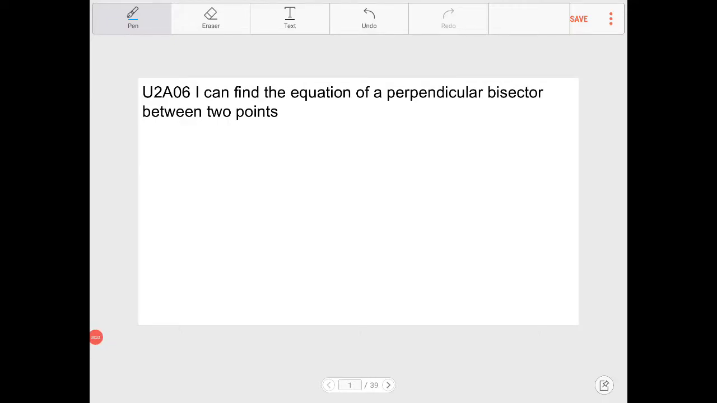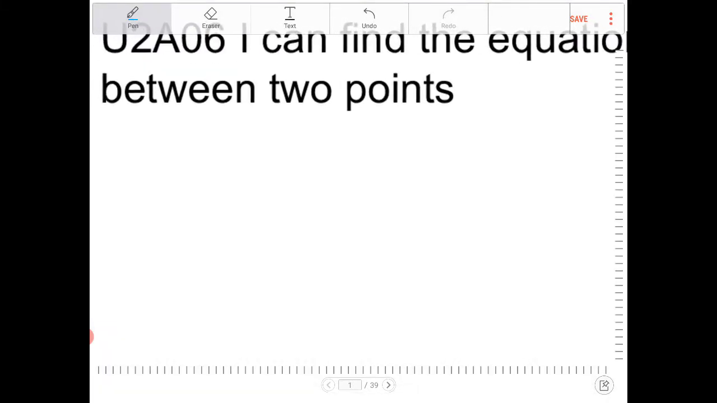By the end of the lesson, you should be able to say I can find the equation of a perpendicular bisector between 2 points. So before we get into the details of this lesson, I want to go over some of the tools that you will need to be successful for this lesson, and that is you need to know how to write the equation of a line.